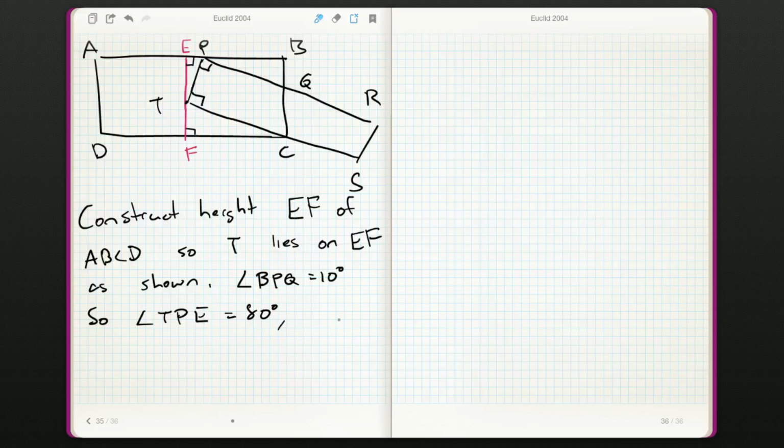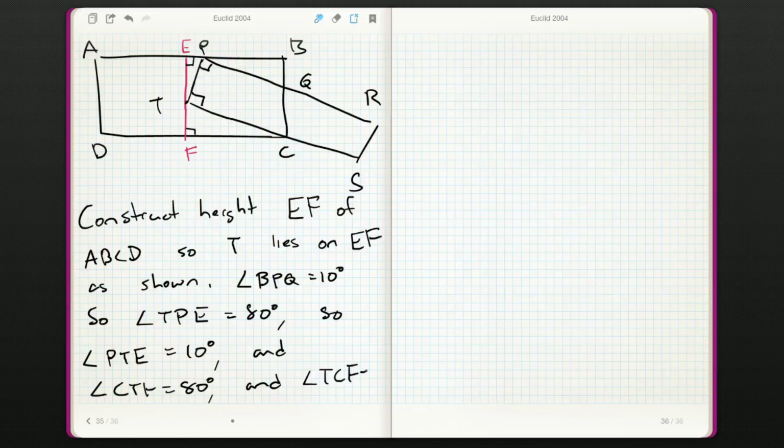We have right angles here and here. So angle PTE has got to be equal to 10 degrees. And once again, we got to make a full circle, so angle CTF has got to be equal to 80 degrees. And angle TCF has got to be equal to 10 degrees, as we already stated before I erased this whole picture.